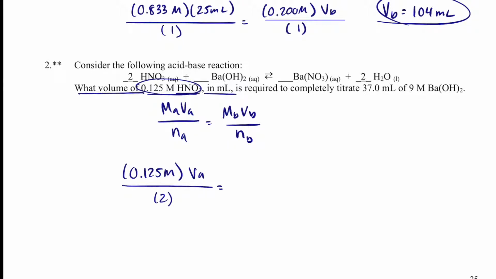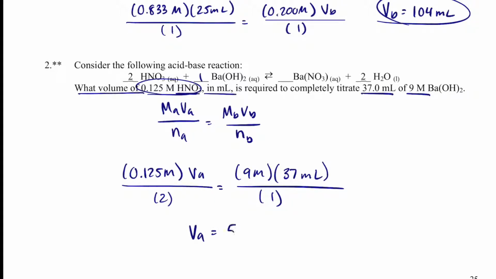That equals MBVB divided by NB. The molarity of my base is 9. The volume of my base is 37. And the coefficient of my base is 1. So what I'm going to end up doing is take 9 times 37. I get 333. I'll multiply it by 2, or cross multiply, then divide by 0.125. And when I do this, VA is 5,328. It says to solve for it in milliliters, and since VB was in milliliters, I know that that is correct.